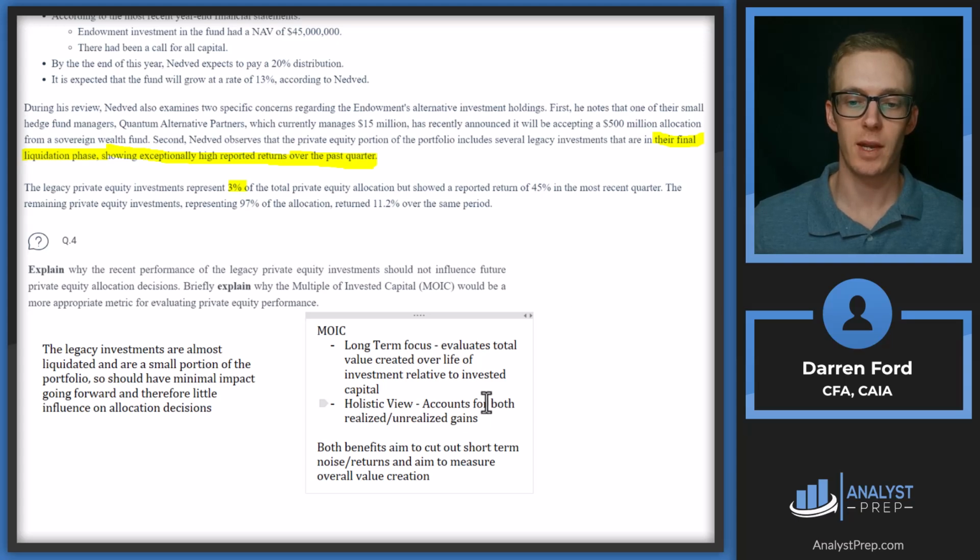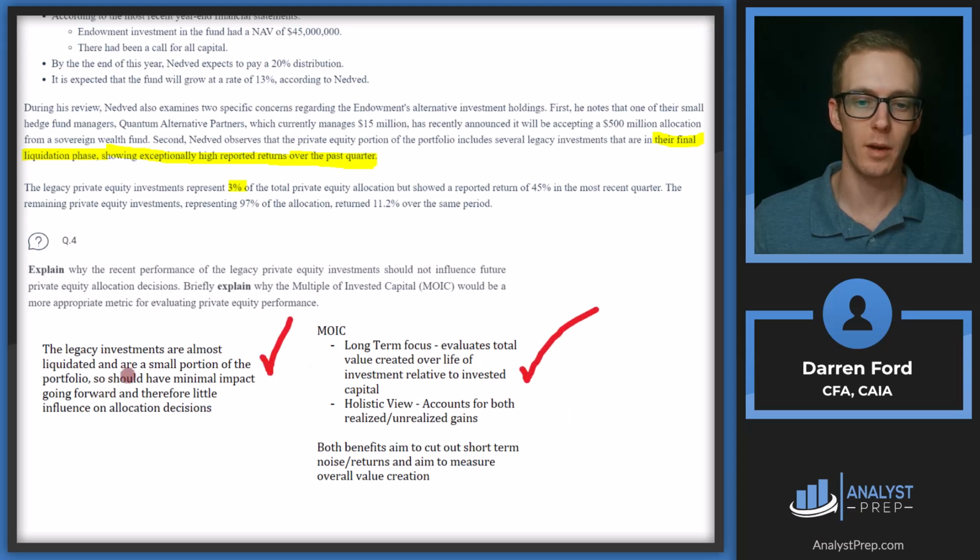And then holistic view accounts for both realized and unrealized gains. And both these benefits aim to cut out short-term noise and aim to measure overall value creation. So there you have it. Two parts there. You'd probably get 1.5 points for each of these two here. Or maybe 1 for the explain first portion and then 2 for the MOIC explanation.